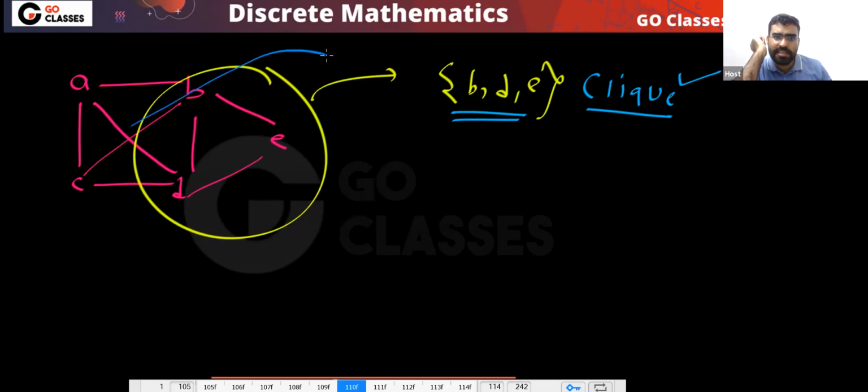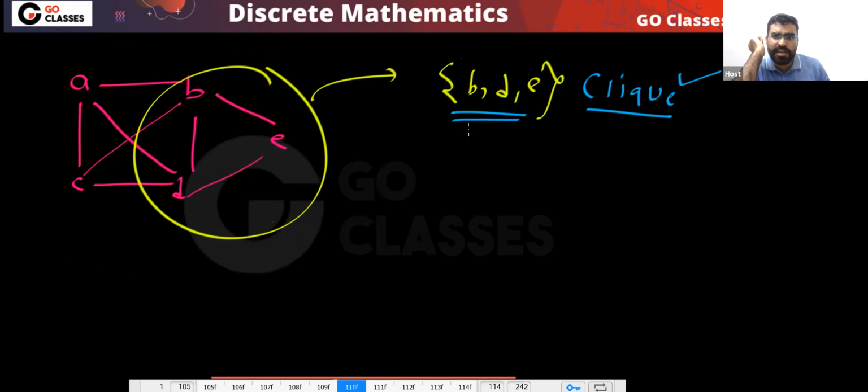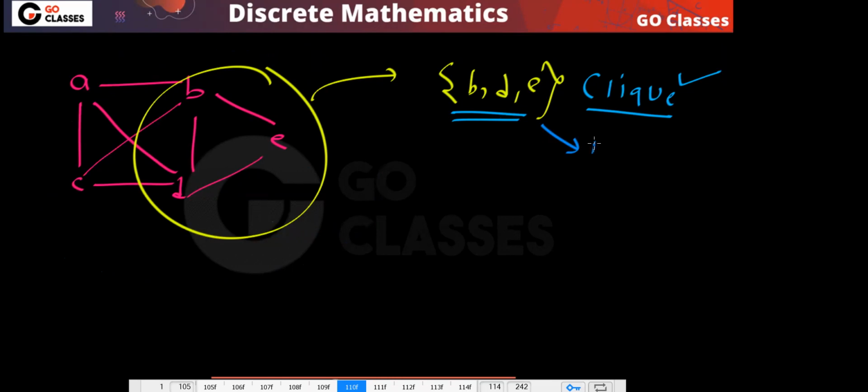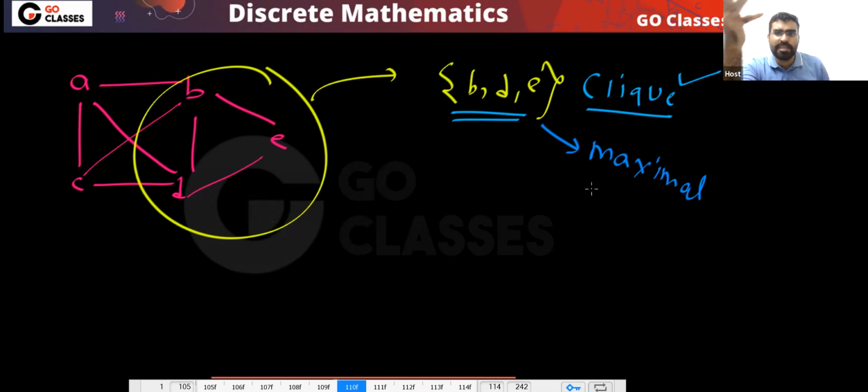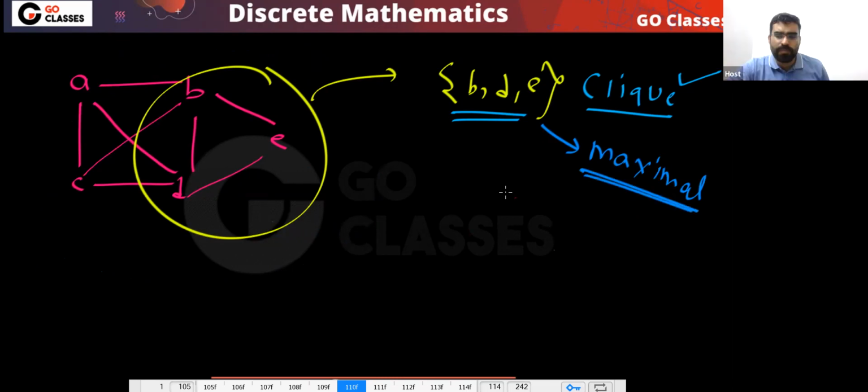So can I add C? Is this a clique? No. So basically, can you add something more? Can you make it a bigger clique? No. So this is maximal. You cannot add something, you cannot make it bigger. So this is maximal.